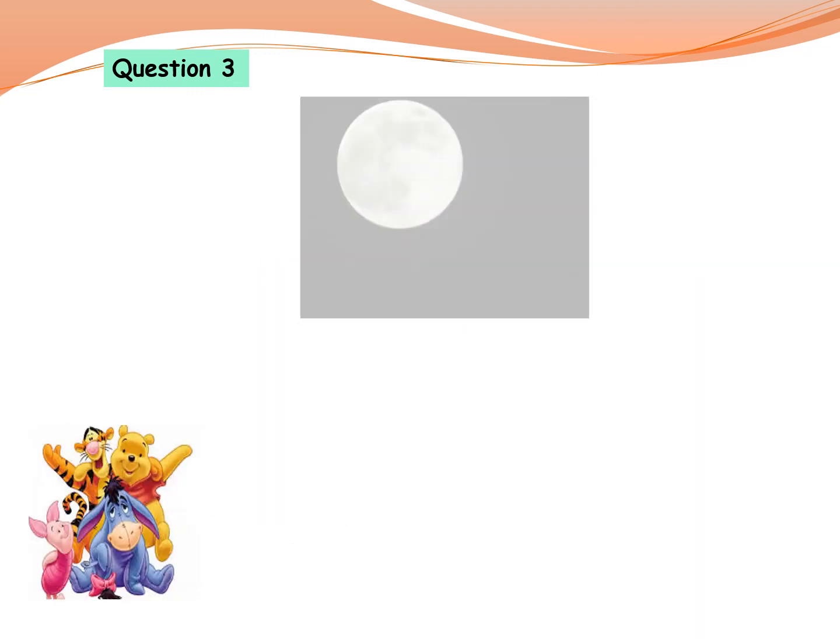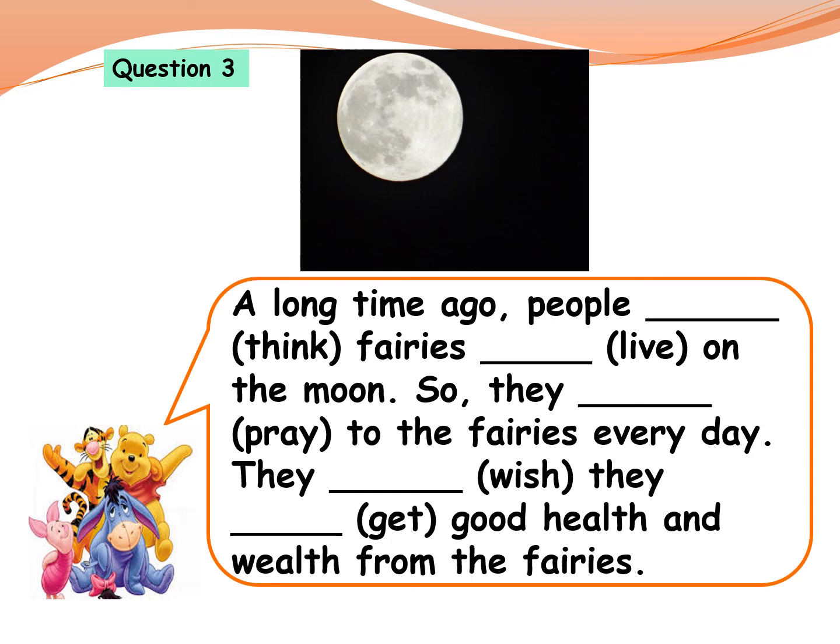Okay, here comes question 3. A long time ago, people. What's the past tense of think? Yes, this is thought. T-H-O-U-G-H-T. Fairies lived on the moon. What's the past tense of live? Yes, just add D. Fairies lived on the moon. So they prayed to the fairies every day. What's the past tense of pray? Now this time just add ed. So they prayed to the fairies every day.